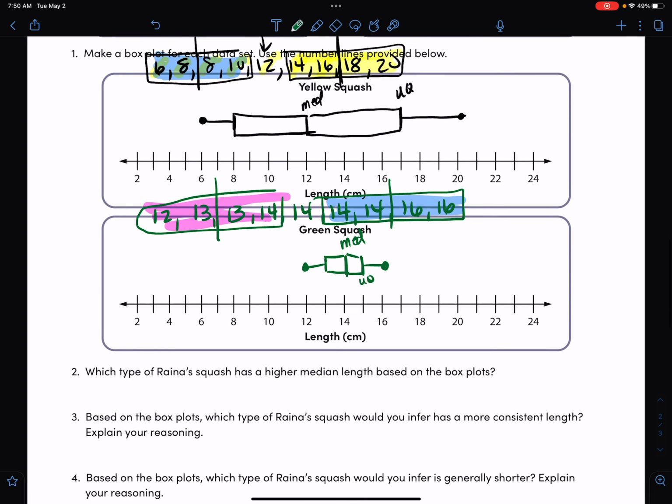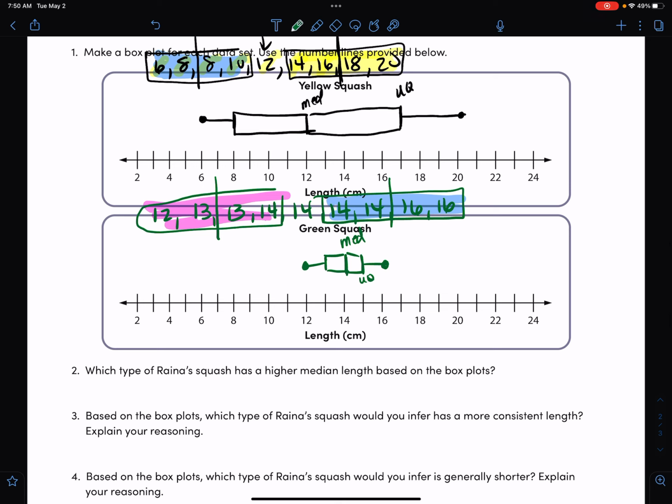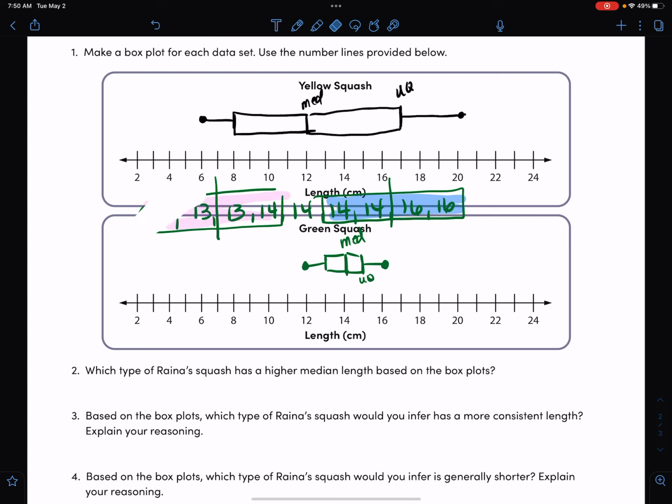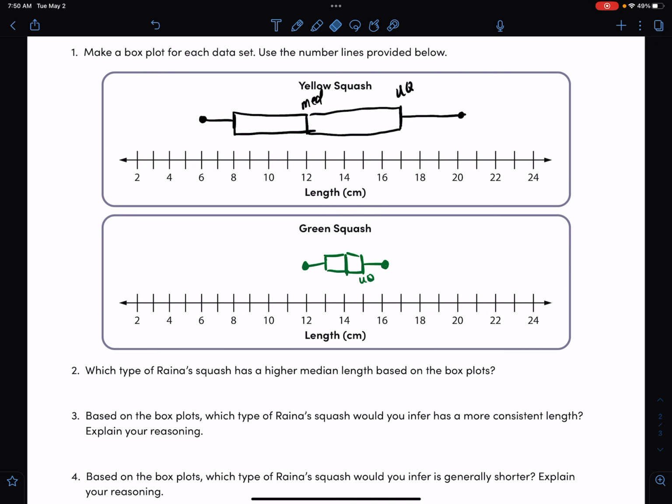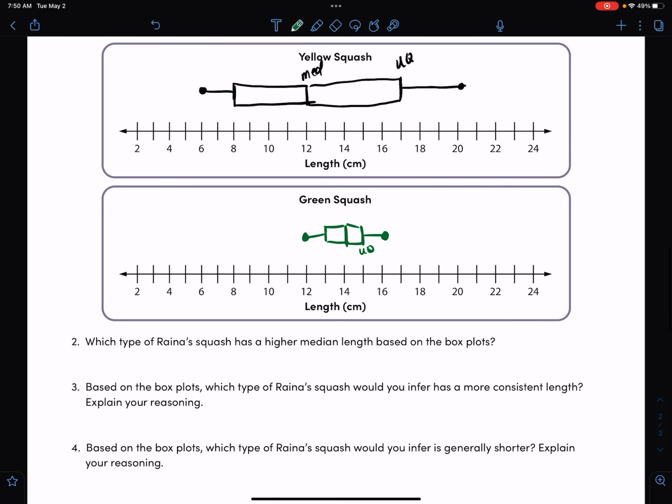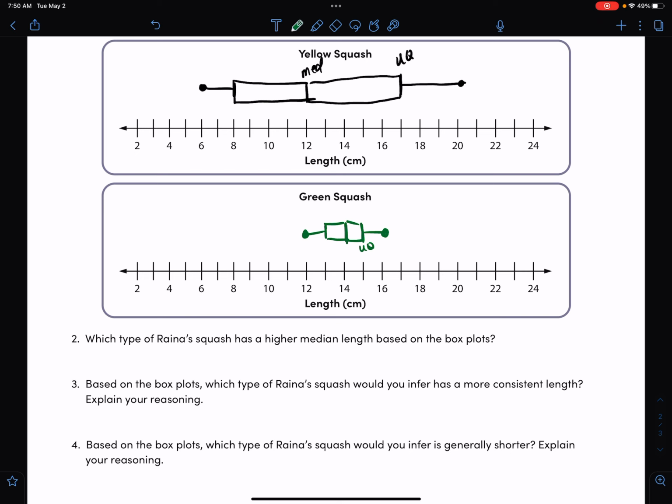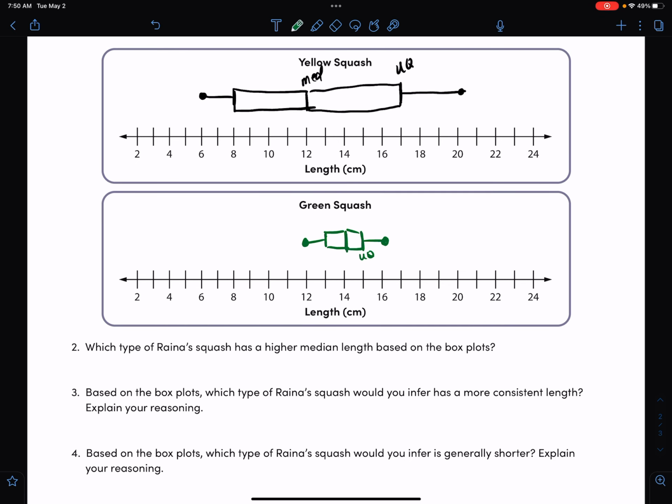Now, I'm going to erase, but you don't have to, all of this stuff so that I can look at the data just as a box plot, not with all that other information up there. Okay? Which type of squash has a higher median length based on the box plot?